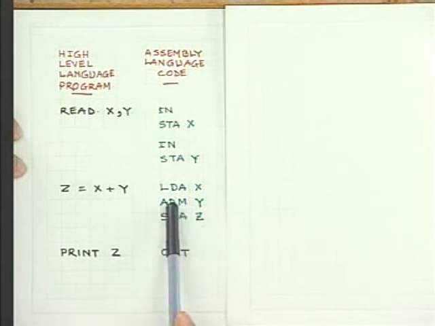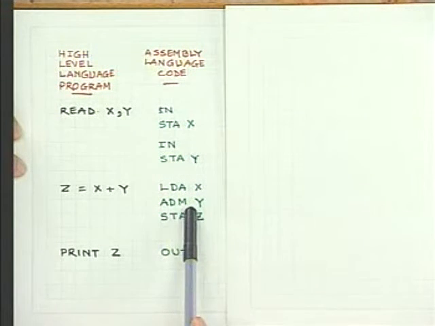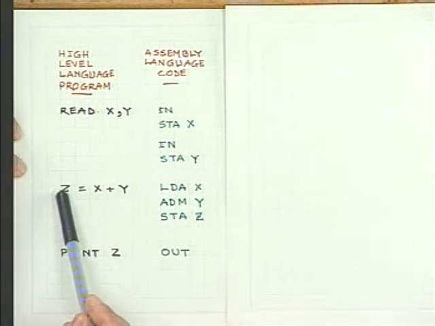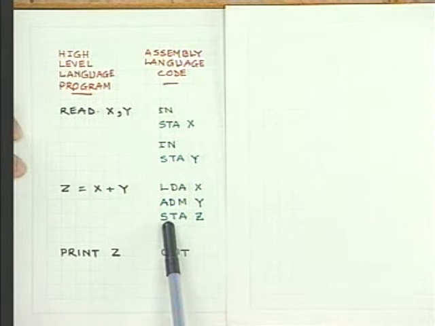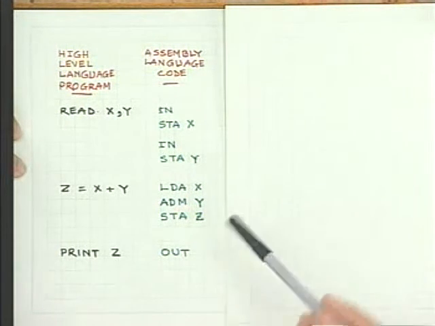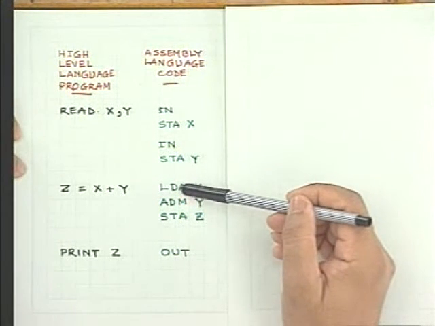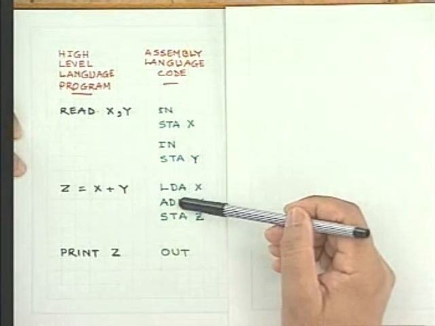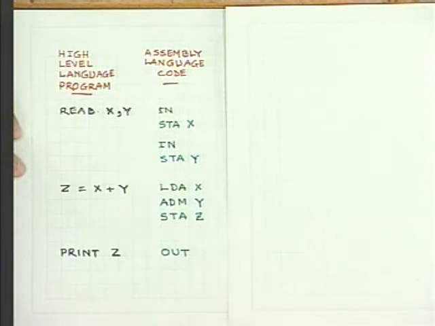Then after this addition is over, the result will be in that accumulator itself, and here I'll have to send the result into Z. So I am saying here the store accumulator Z. Now what is the content of that accumulator? It will be stored into the location Z. Here you see that load accumulator, add memory, store accumulator, all of them are essentially mnemonic instructions.